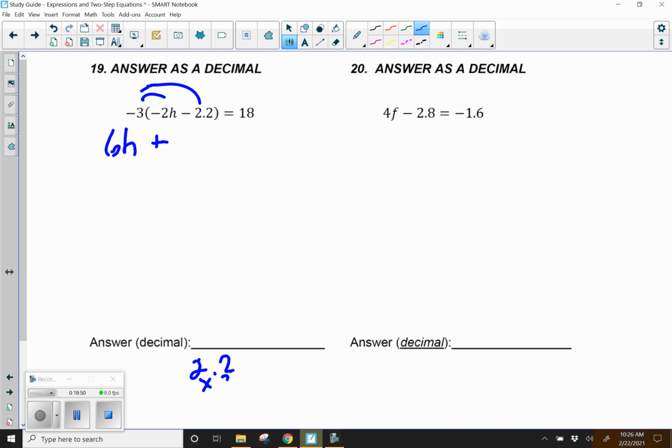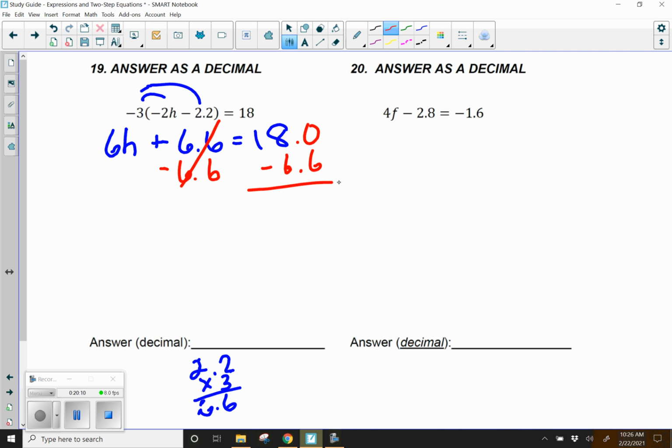2.2 times 3 leaves us with 6.6. So plus 6.6 equals 18. Now we're in a two-step equation format. My constant is 6.6, so I'm going to subtract that on both sides. Be careful here. Remember, when we add and subtract with decimals, we need to line them up. So we have to do a little bit of borrowing. So that's going to leave us with a positive 11.4.